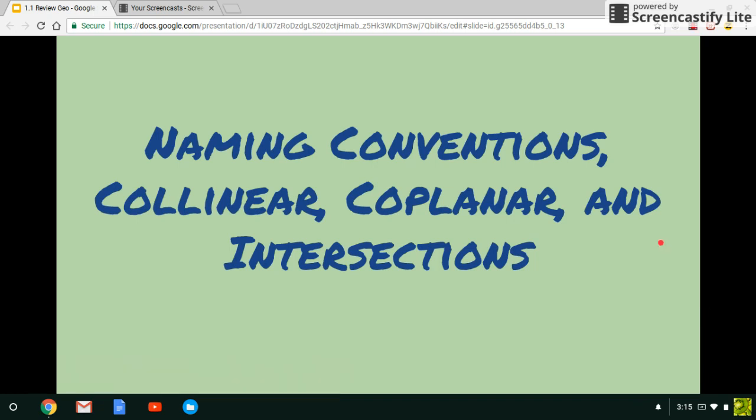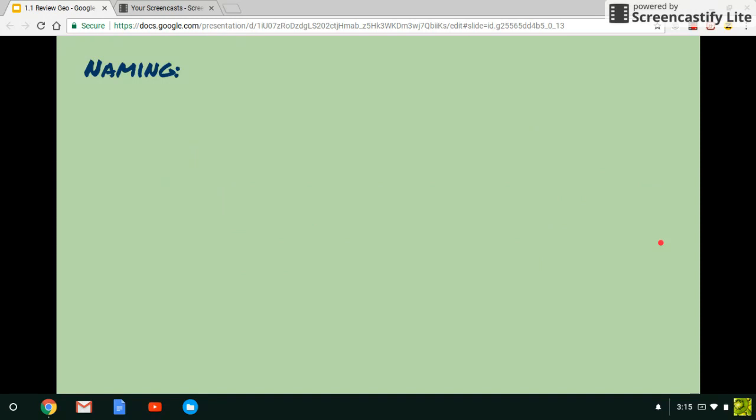Hey guys, welcome to our second Edpuzzle. This one is a review of 1.1, which is naming conventions for points, lines, and planes, also collinear, coplanar, and intersections. So let's get started.